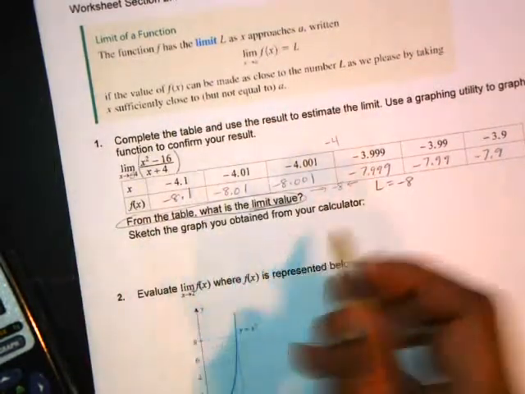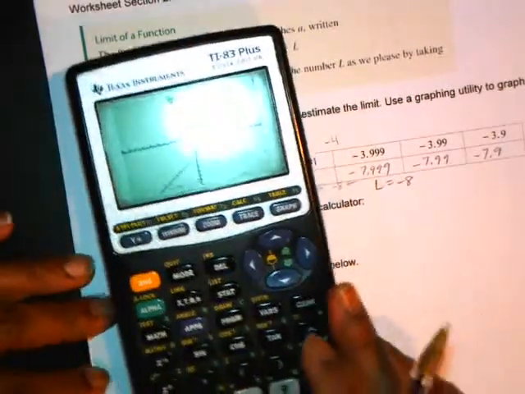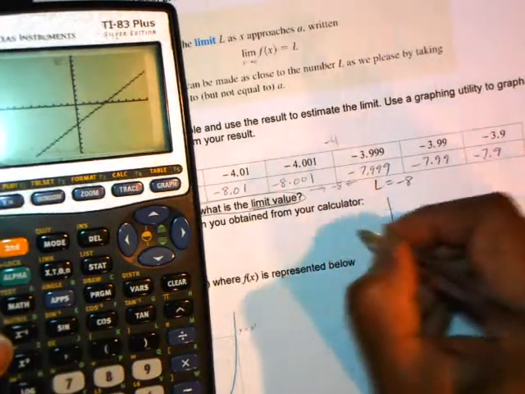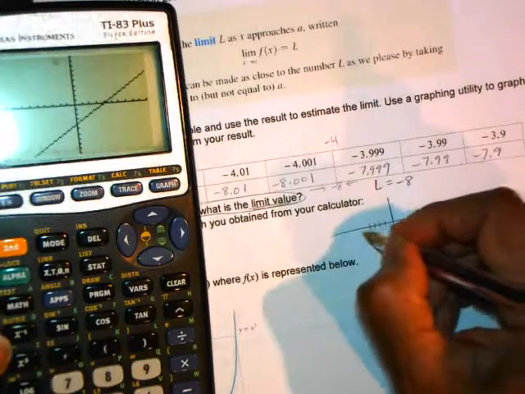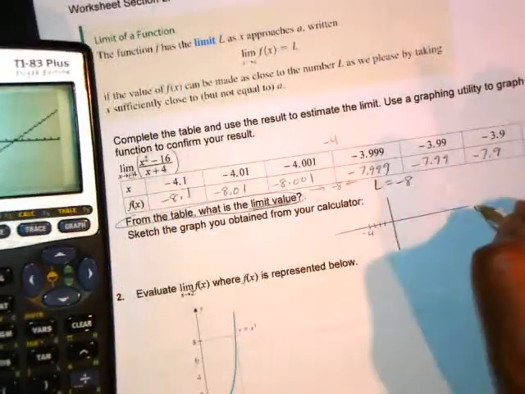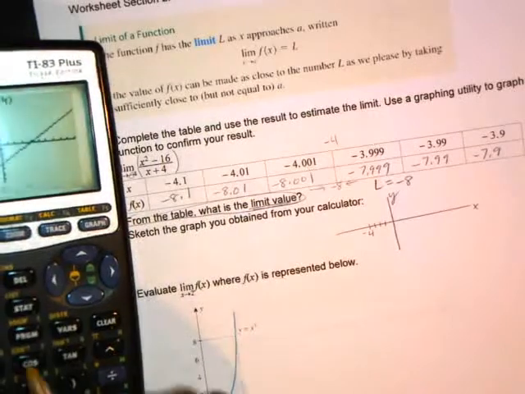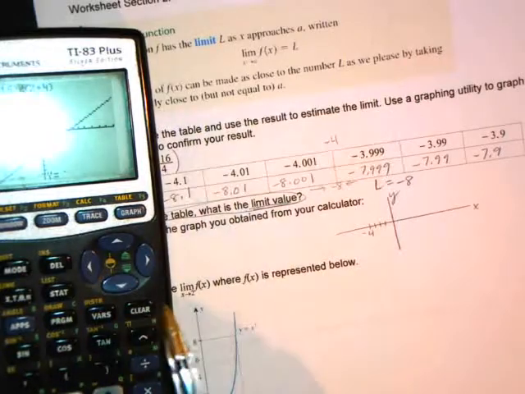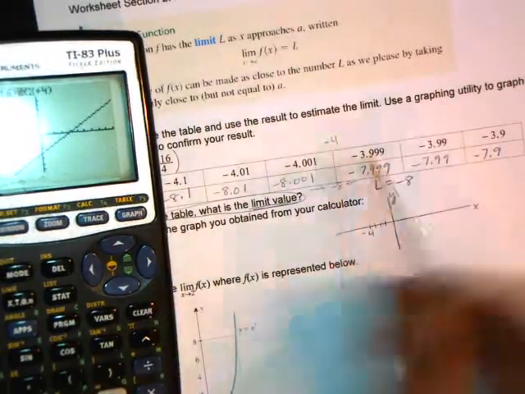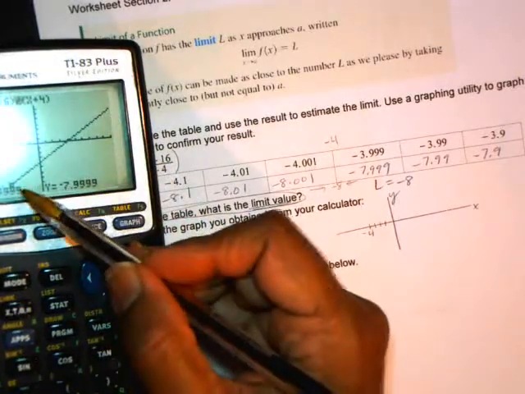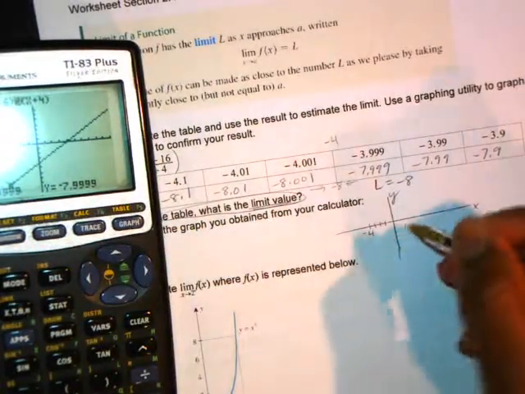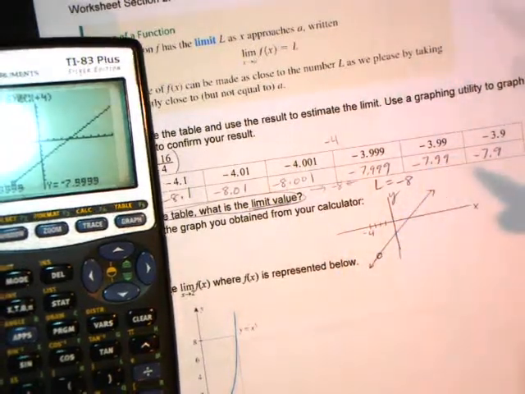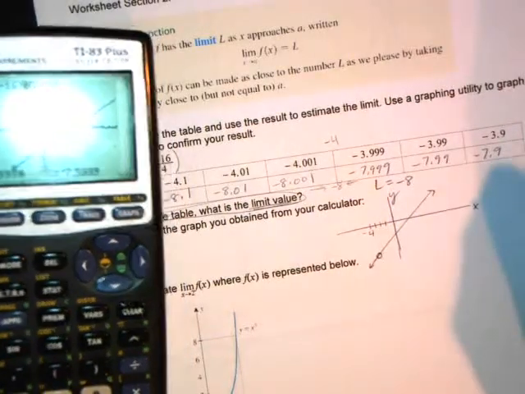Sketch the graph you obtained from your calculator. So push the graph button. You may have to adjust your window, but it looks like a line. Now it isn't really a line. There's a little secret to it. When x is -4, there's an issue. If you push trace and type in -4, you won't get a y value. It's undefined there. But what happens is, if you go to like -3.999, it's taking me down there. So the line is kind of like this, but over there should actually be a hole. The calculator is not capable of doing the hole, so we'll add the hole there. Okay, so there you go.